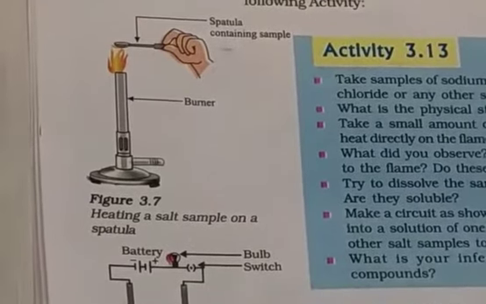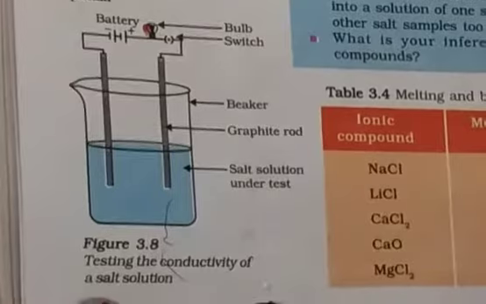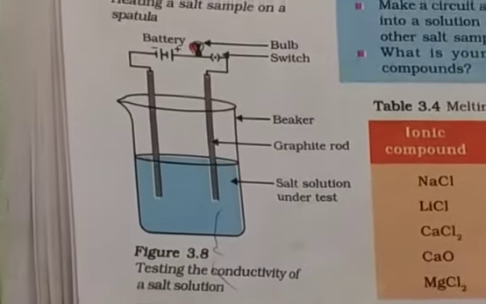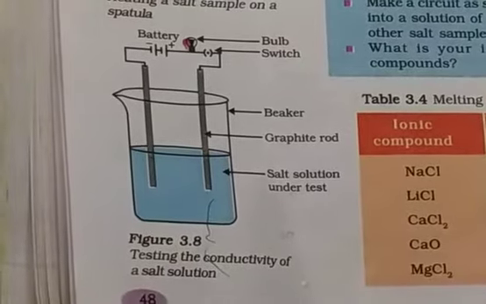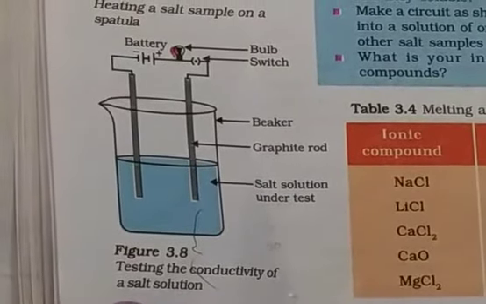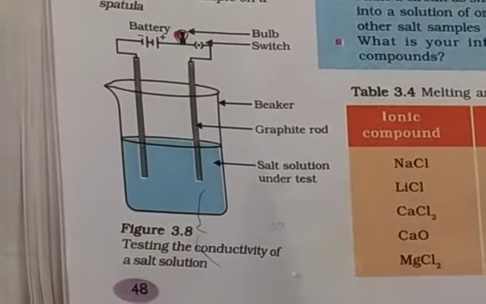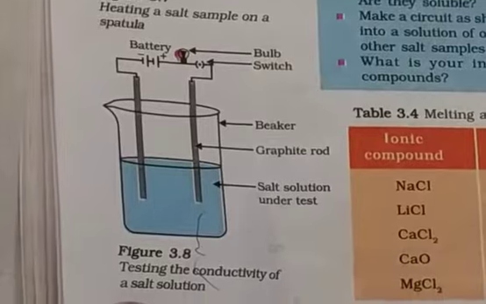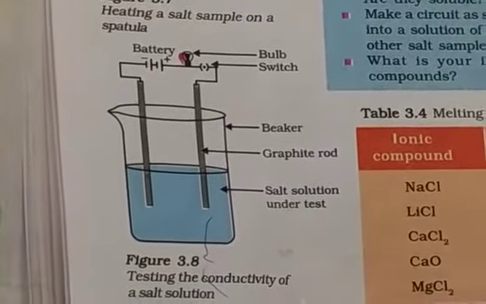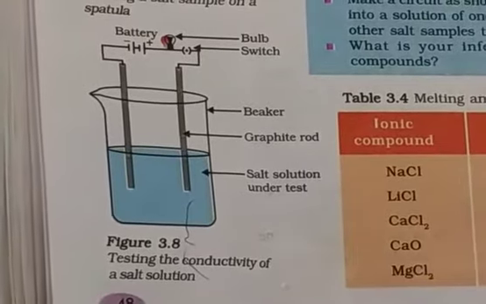The third is solubility. As you can see in the picture, figure 3.8, that is conductivity in salt solution. Solubility is what? Electrovalent compounds are generally soluble in water and insoluble in solvents such as kerosene, petrol, etc. Solubility means which is soluble in water. So these ionic compounds are soluble in water.